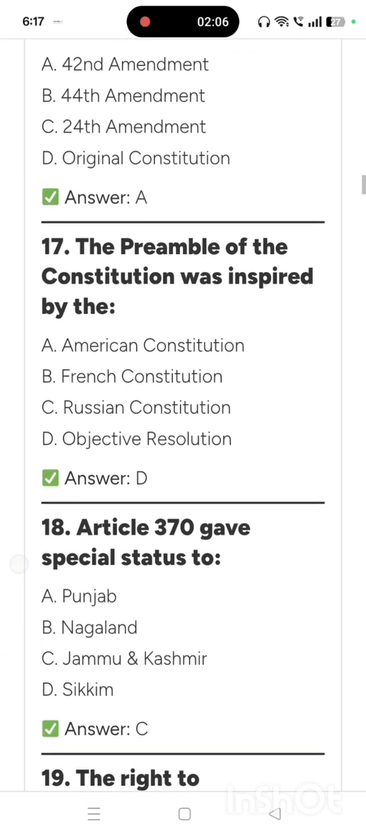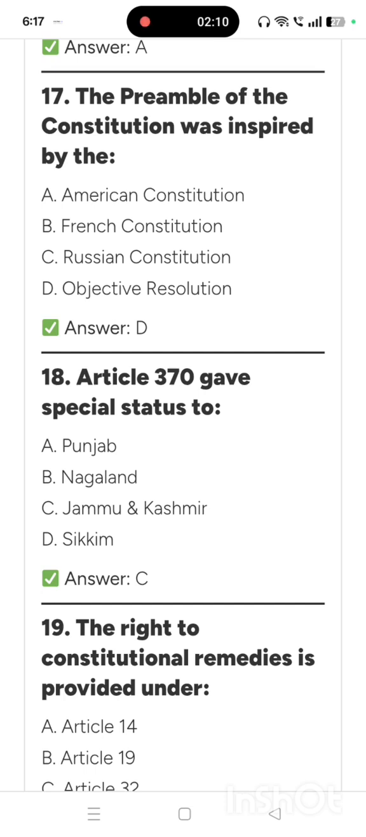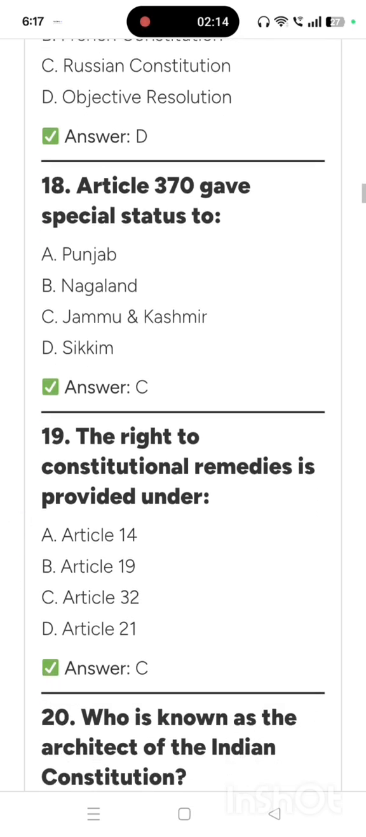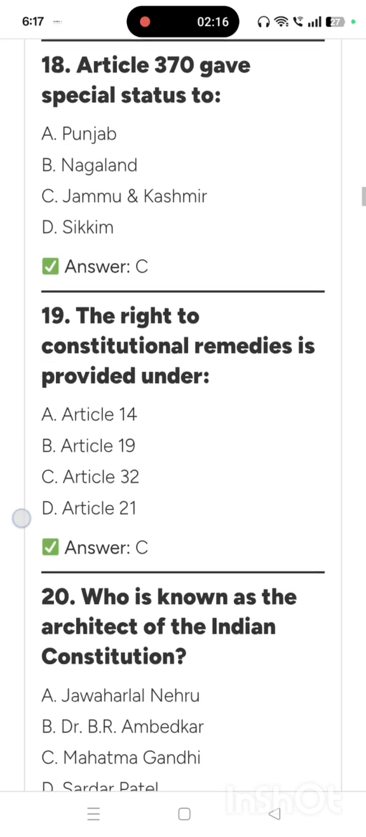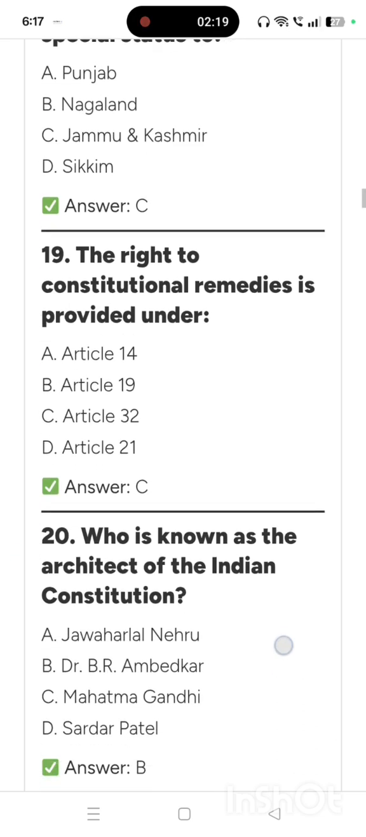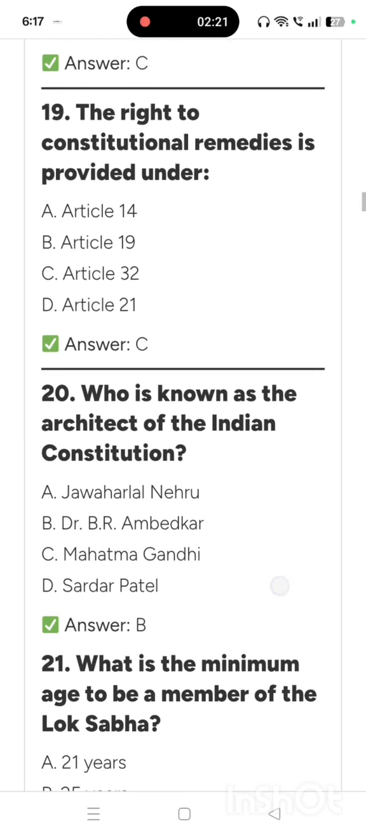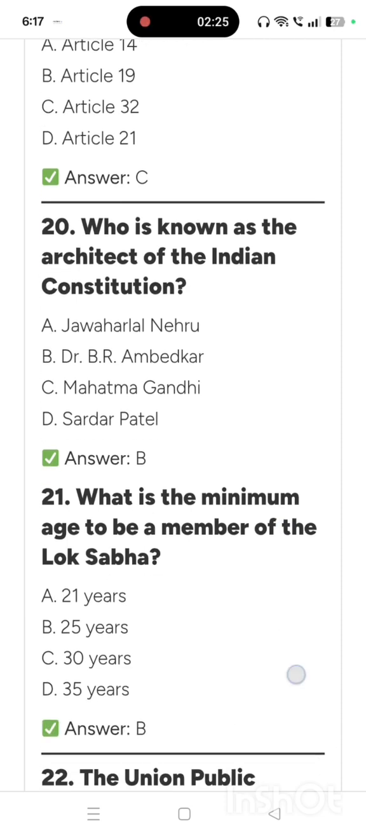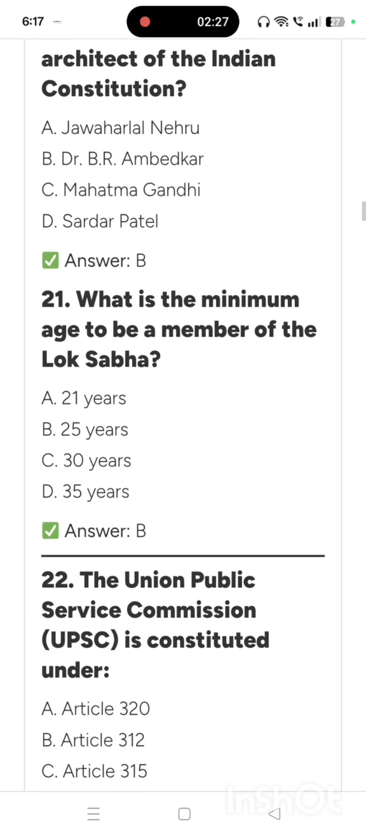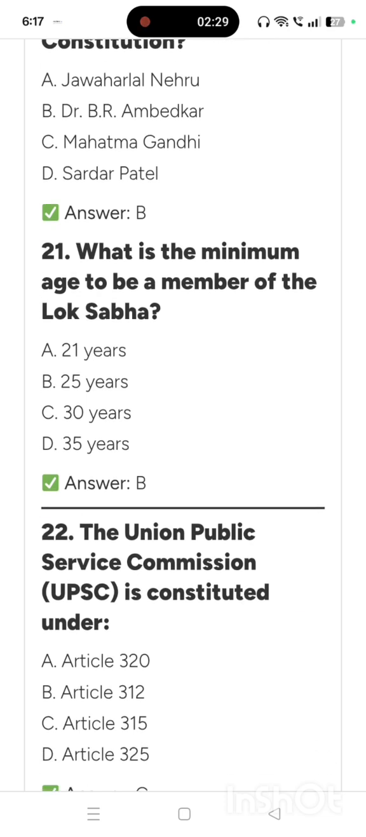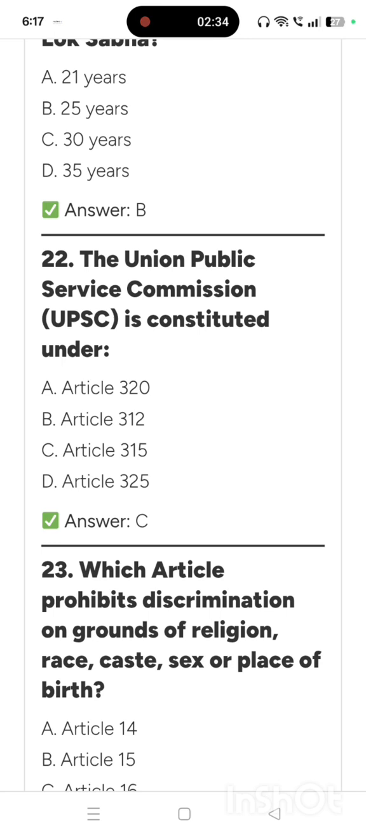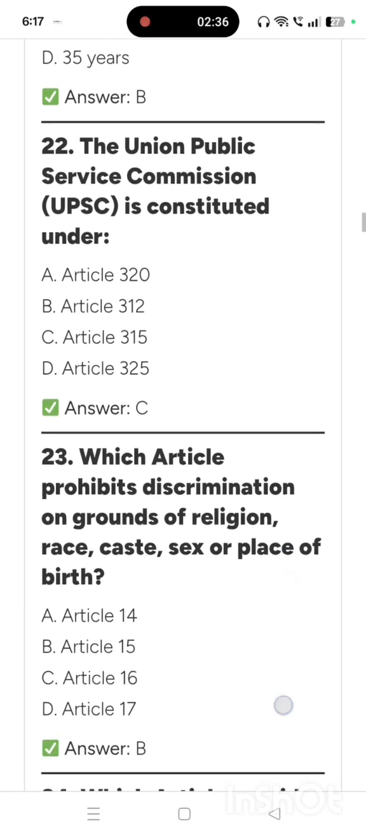The preamble of the Constitution was inspired by the Objective Resolution. Article 370 gave special status to Jammu and Kashmir. The right to constitutional remedies is provided under Article 32. Who is known as the architect of the Indian Constitution? Dr. B.R. Ambedkar. What is the minimum age to be a member of the Lok Sabha? 25 years. The Union Public Service Commission is constituted under Article 315.